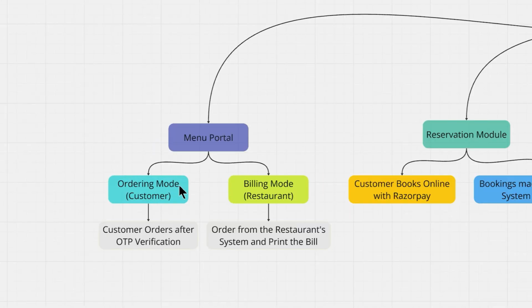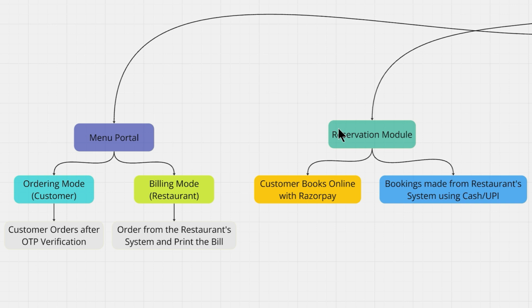Now going back to the menu portal, there are primarily two modes in it. Firstly is an ordering mode. Here what happens is the customer will order from the phone itself after OTP verification, and the other one is a billing mode. That is like a POS software where the orders can be placed from the restaurant system itself and the bill will be printed for that order.